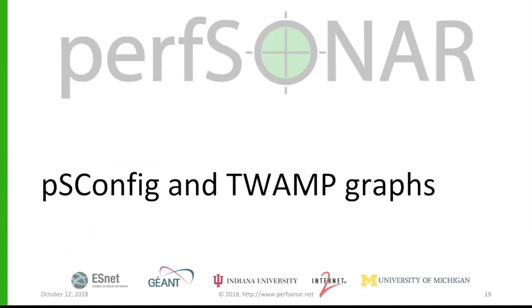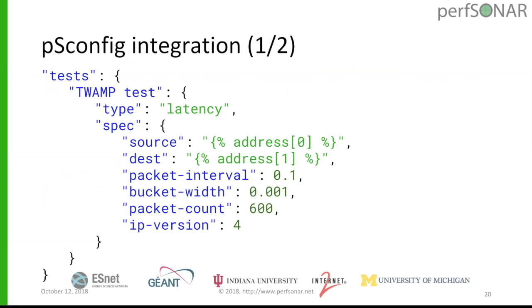So let's continue and see what else we can do with TWAMP and perfSONAR. As TWAMP is available in pScheduler, it comes for free in pSConfig, as it is existing in pScheduler. So that means that you can build a measurement mesh running the TWAMP protocol and TWAMP measurement with pSConfig. And I will show you how you can do that.